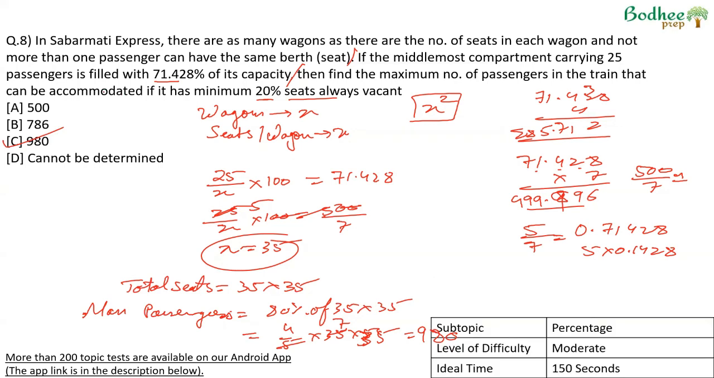It's a moderate level of difficulty question. Easy if we remember the value 71.428, or if we remember 1/7 as 14.28, then the calculation becomes a lot easier. But otherwise, I think overall moderate, maybe 2.5 odd minutes to solve the question.